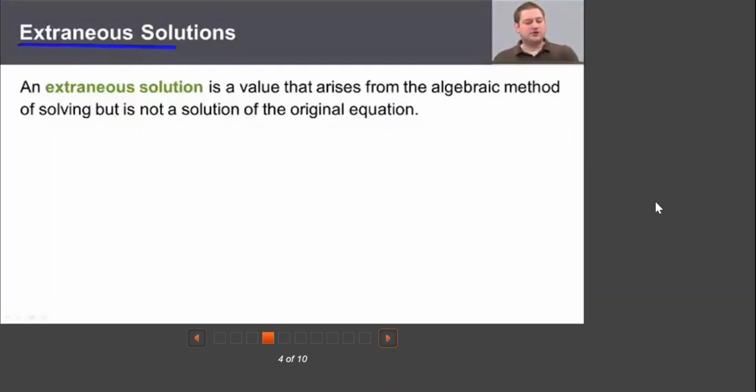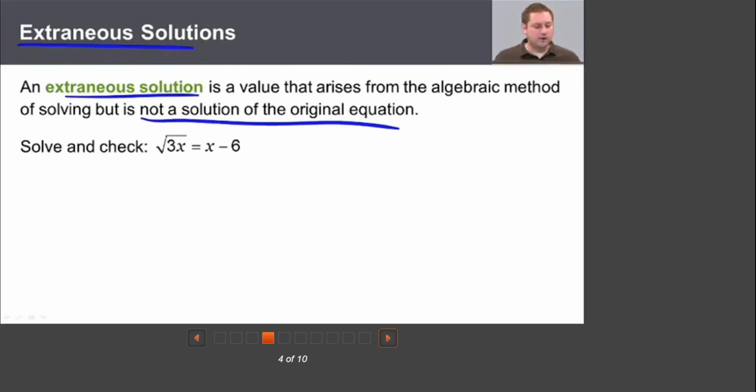So let's talk about extraneous solutions. Now, an extraneous solution is a value that arises from the algebraic method of solving, but it's not a solution to the original equation. Why would this happen? Well, look at this example. I'm solving and checking the square root of 3x equal to x minus 6. Now, I know that the value of the radical has to be positive, because you can't take the square root of a negative number.